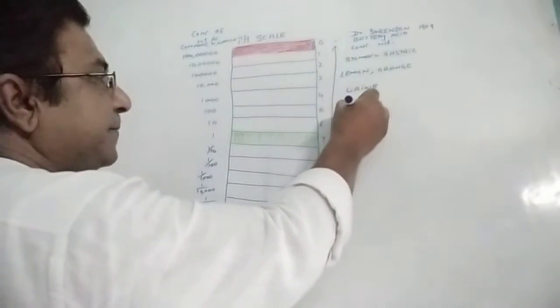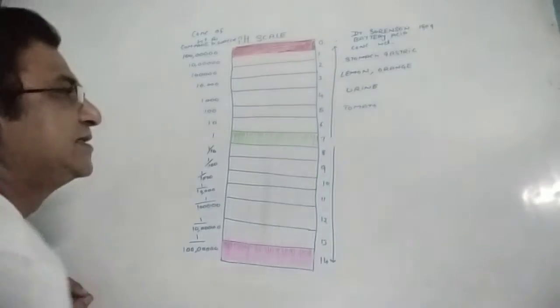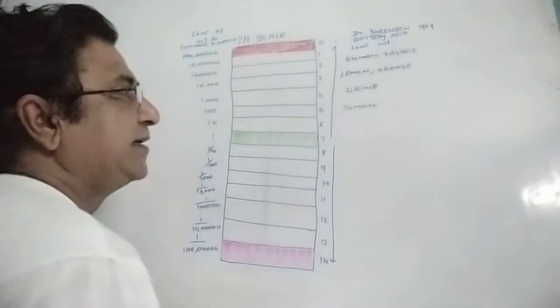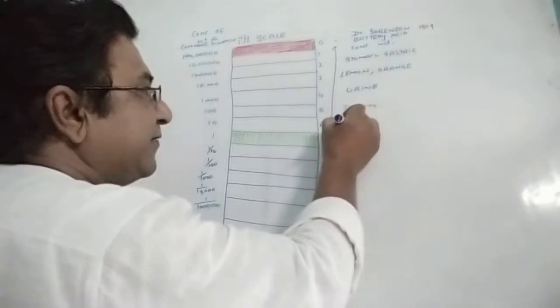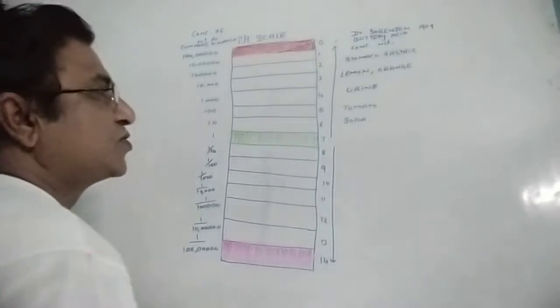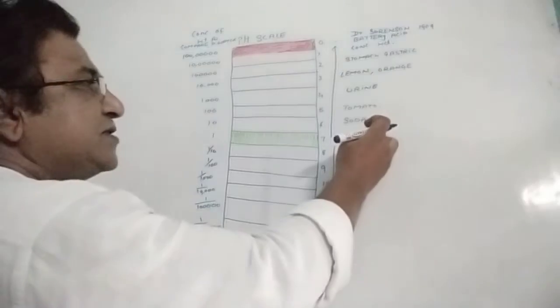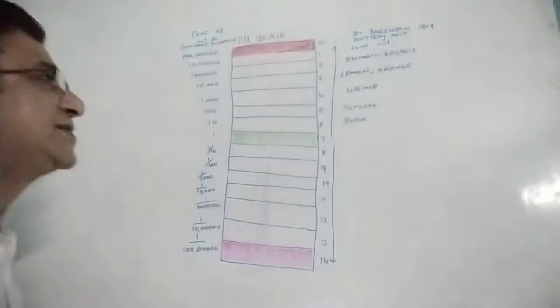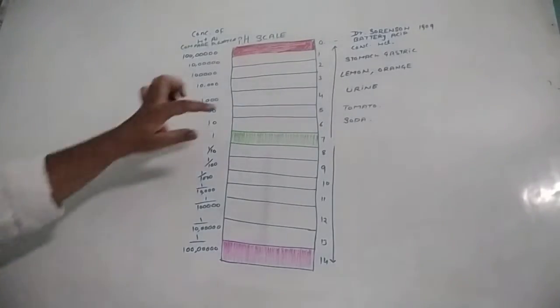Like tomato, which we use at home for making vegetables, has a pH of 5. It is acidic, containing oxalic acid. And then we have soda water, which we actually take, at 5 to 6. 5 is tomato, soda has 6. Sometimes soft drinks are in between 5 and 6. Remember that, right?